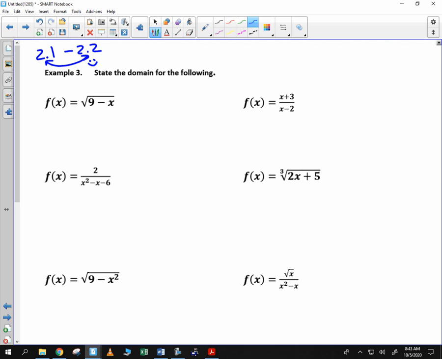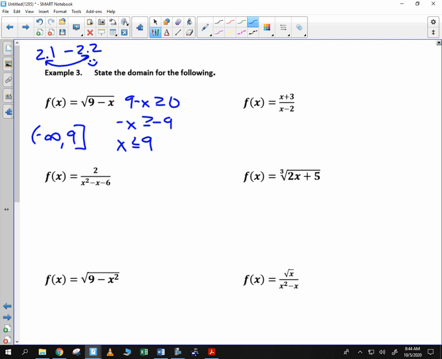The square root of 9 minus x, you should say that you can only take the square root of non-negative numbers. So 9 minus x must be greater than or equal to 0. And so when you subtract the 9, negative x is greater than or equal to negative 9. And divide by negative 1, x is less than or equal to positive 9. So your domain would be from negative infinity to 9 with a bracket.